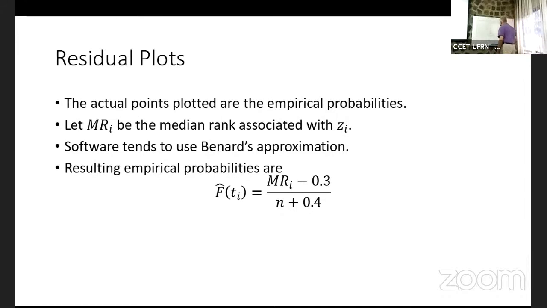So what are we doing? We have a plot then of the F hat of T sub I versus the scaled residual T sub I. In theory, it should form a straight line. So far, so good? Okay. So this is straightforward. This is based on the predictions. This will be the straight line. So then we take the empirical probabilities and we see how they fall around it.